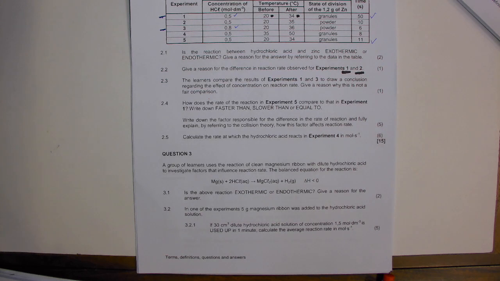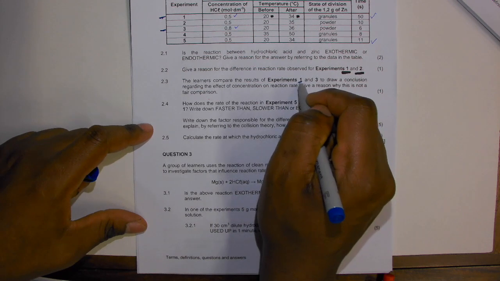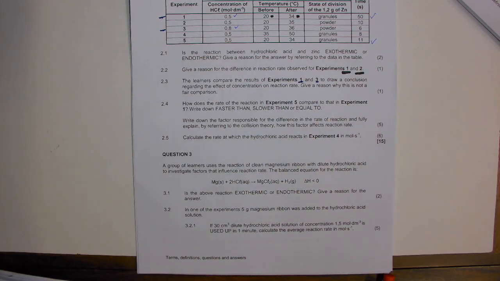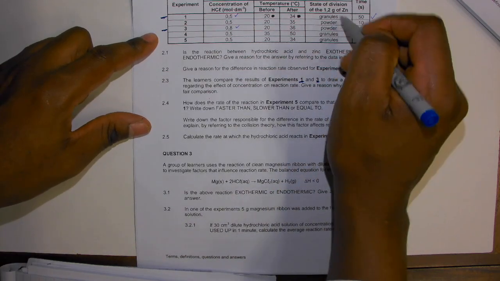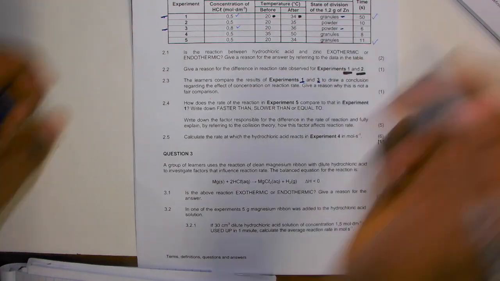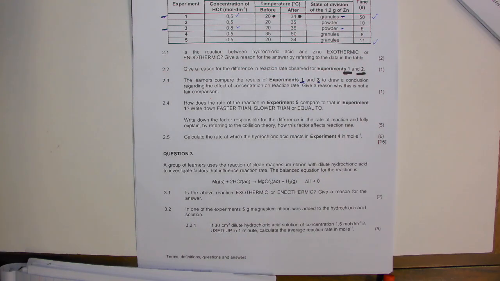Give reason why it's not a fair comparison. The learners compare reaction number 1 and 3. Okay, now reaction number 1 and 3. The one is in a powder form, the other one is in a granular form. Do you guys see that? And then they say give reason why it's not a fair comparison. It is not a fair comparison because you're comparing two things that are in different forms. Do you guys understand that?